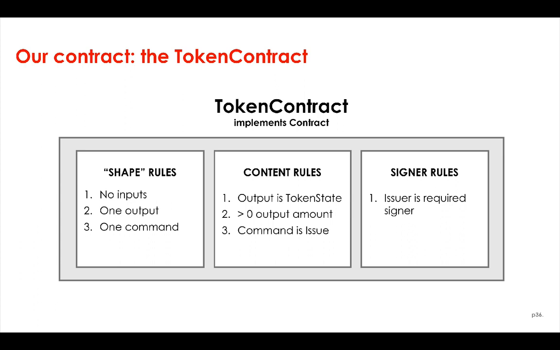So in the case of our token contract, what constraints are we going to impose? Well, in terms of the shape, remember it's an issuance transaction, so we want no inputs, and then we're going to have one output and one command. In terms of the contents of the transaction, we know that we want the output to be a token state. We know that we want the amount of the output token state to be positive. And we know that we want the command to be an issue command. And then finally, in terms of signers, we require that the issuer is a signer. Let's implement token contract now.